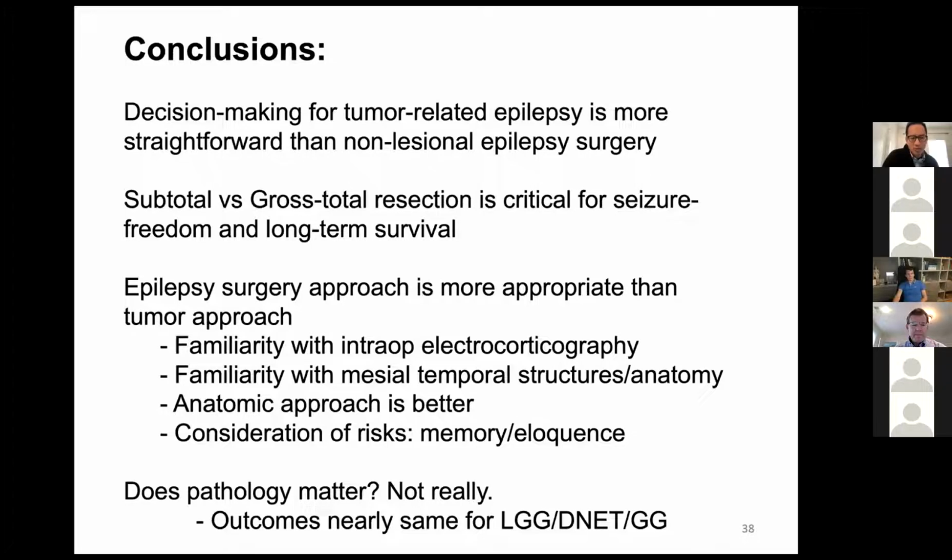A lot of time has been spent previously on pathology and whether it matters. From my perspective, not really. I don't think about it too much. The outcomes are nearly the same across low-grade glioma and glial neuronal tumors like DNET and ganglioglioma. The approach that I've outlined here is largely similar for all of these low-grade tumors.